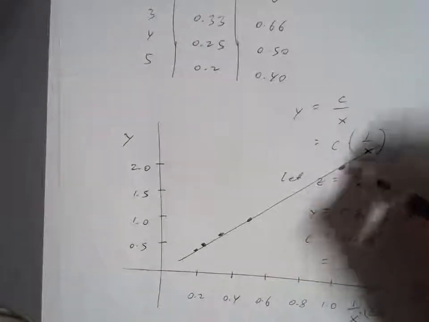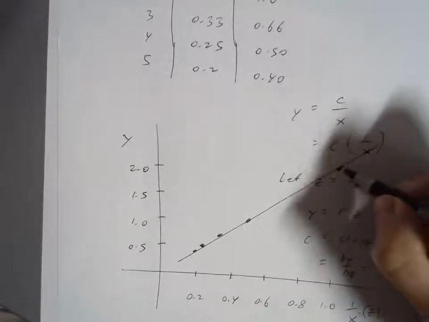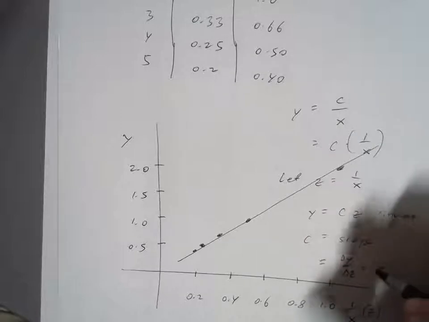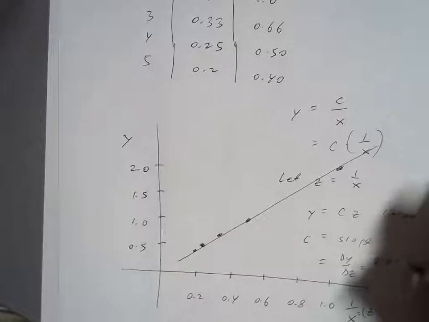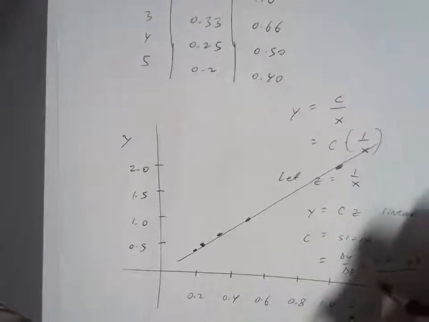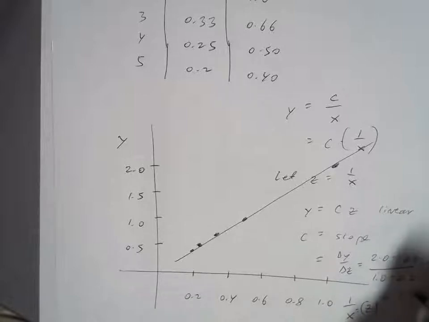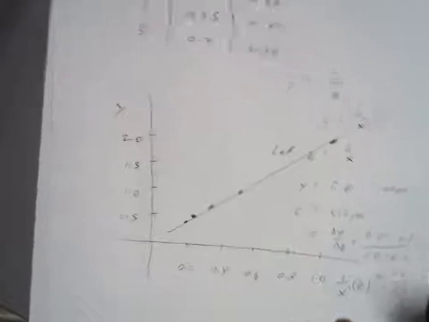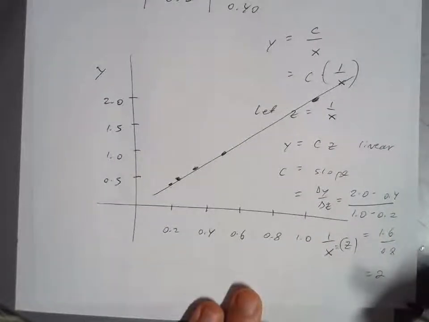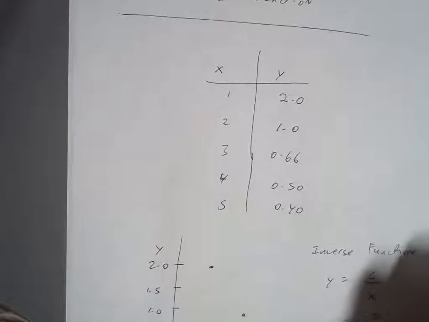In this case, the slope of this graph, I'll just pick 2 points. I'll pick delta y over delta z. The change in y between the beginning and ending points is 2.0 minus 0.4, which was my y value down here. The change in z is 1.0 minus 0.2, and so that comes out to be 1.6 over 0.8, which is 2. So in other words, going back to my original model, we've just found the value of c to be 2. So if I go back to my original model, you can see that really the function I've got here is the function y equals 2 over x.